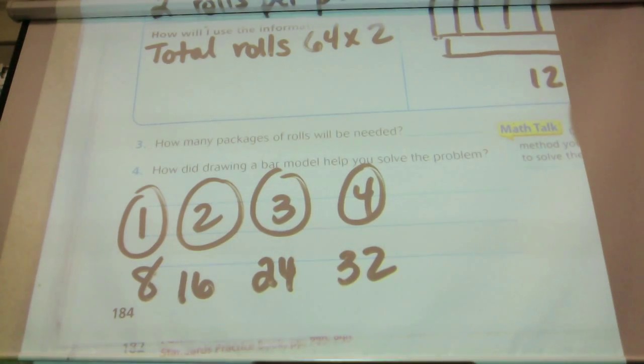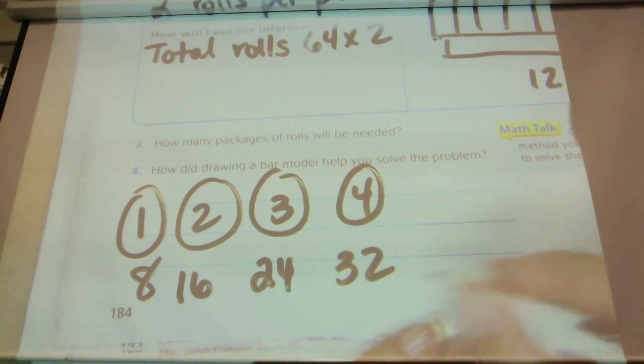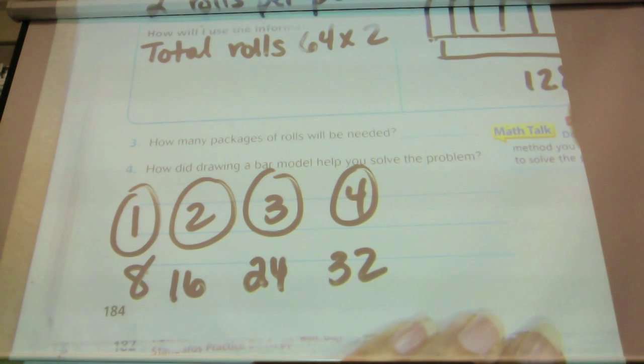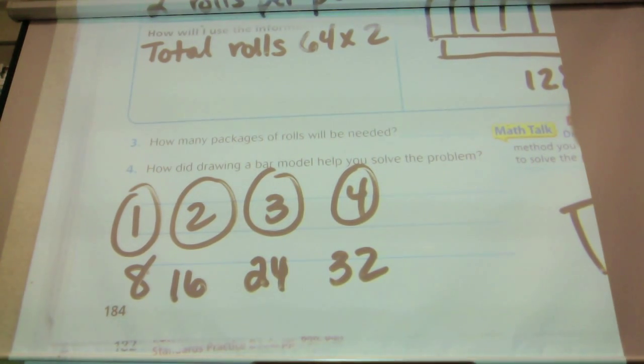40. What am I doing here? I'm going up by 8. This is another form of skip counting, and I want to get to 128. What number am I going to divide by? I was skip counting by 8, so I'm going to divide by 8.